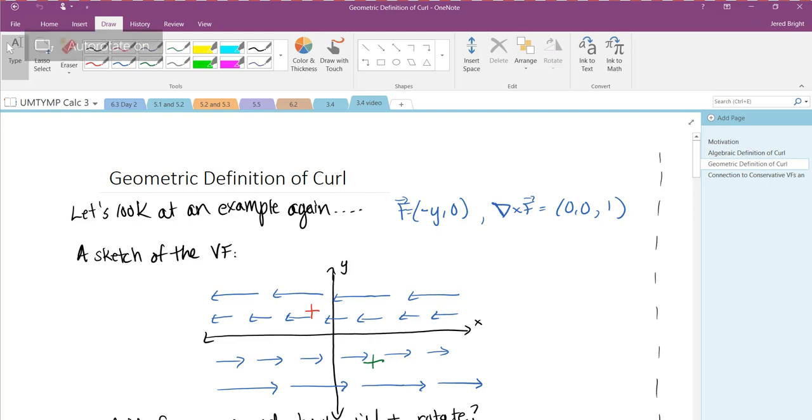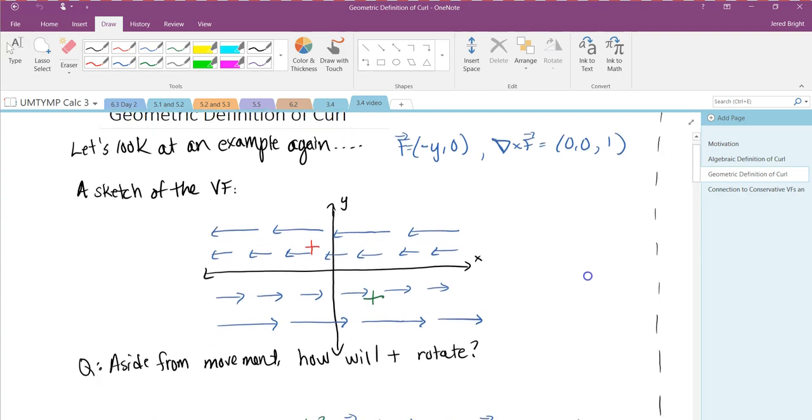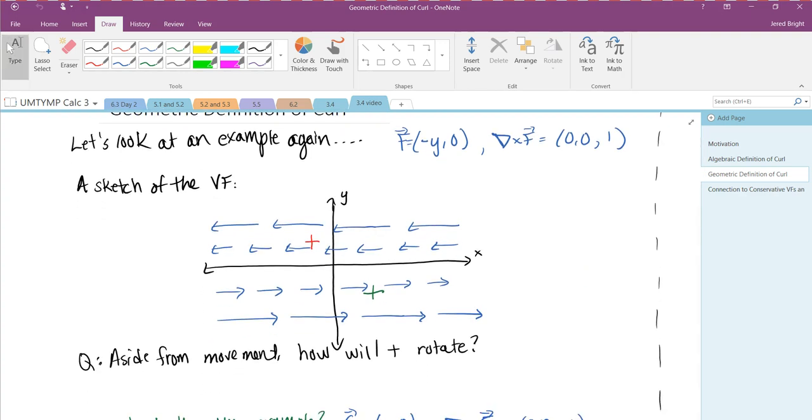Having discussed the algebraic definition of curl, now we turn to the geometric definition. We saw this vector field at the end of the last video, negative y comma 0, and we said the curl was 0, 0, 1. If we look at the sketch of this vector field, this looks oddly familiar.